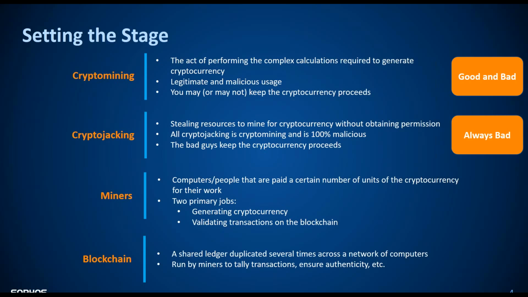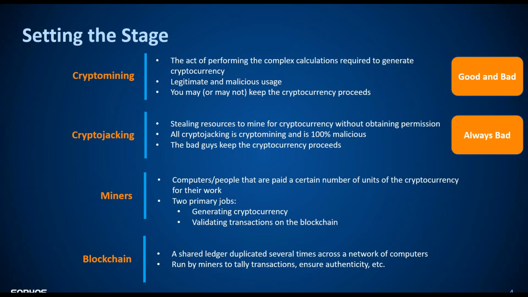The blockchain itself is a shared ledger, duplicated several times across the network. When talking about Bitcoin, it's really a big file, so we are talking of multiple gigabytes here. I think a few months ago it was like 148 gigabytes, this file. So really all the transactions that have taken place since the beginning in Bitcoin are in this shared ledger, so we can prove all the transactions that have taken place. And this is run by miners to tally the transactions to ensure the authenticity, etc. So very important. This is a blockchain, a shared ledger, which keeps all the records about the transactions appearing in this cryptocurrency.